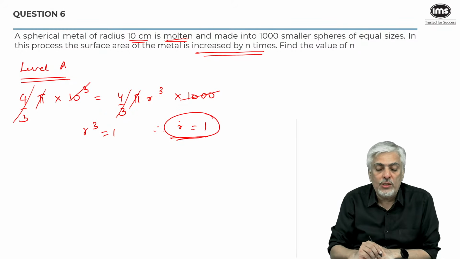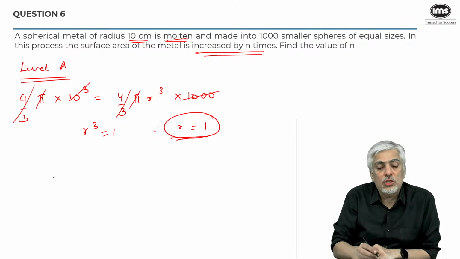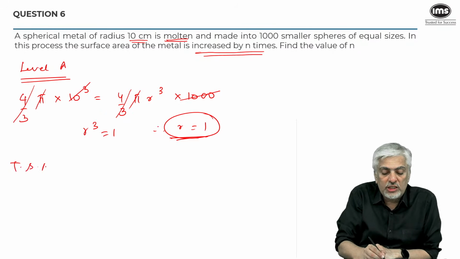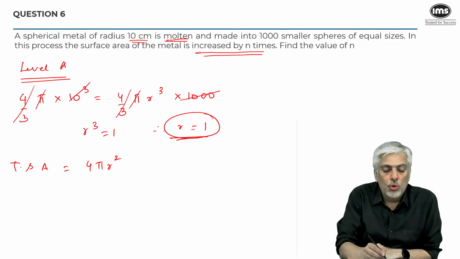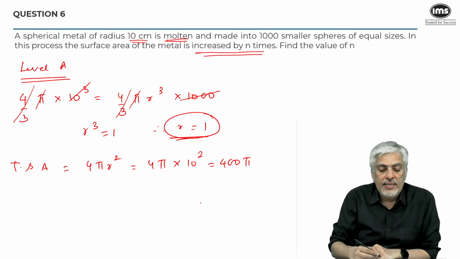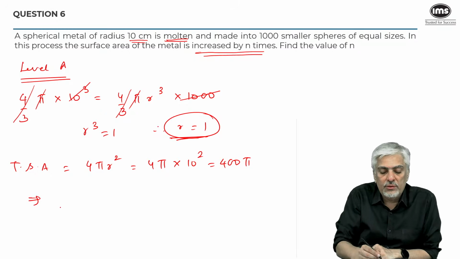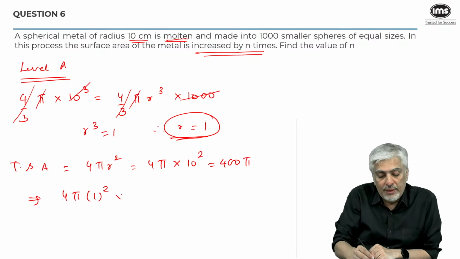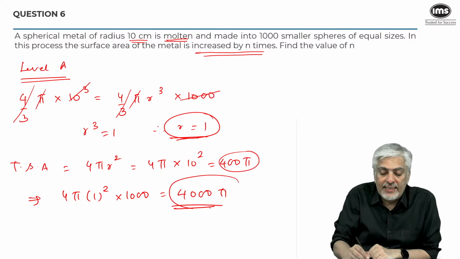Now we need to find total surface area. What is total surface area of sphere? It is 4 pi r square. So original sphere, it is 4 into pi into 10 square, which is 400 pi. And new spheres, total surface area is 4 into pi into 1 square, but there are 1,000 such spheres, so 4,000 pi. Now, it has become 10 times.